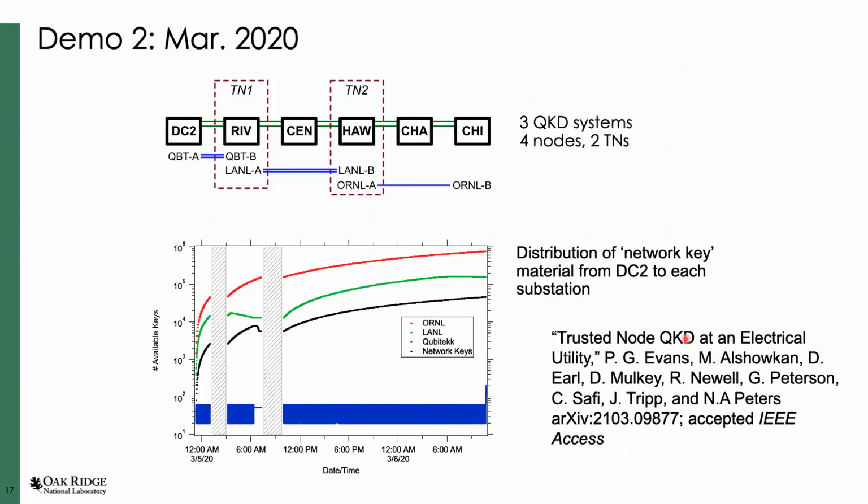We had 3 QKD systems, one from Cupitech, one from Los Alamos, and one from ORNL, that we put into this network. We decided to make a network-level key that was 256 bits, since all the key rates were being generated differently. And we were able to do this successful relay across this network. This paper has just been accepted in IEEE Access recently, and it's on the arXiv if you want to take a look at it.